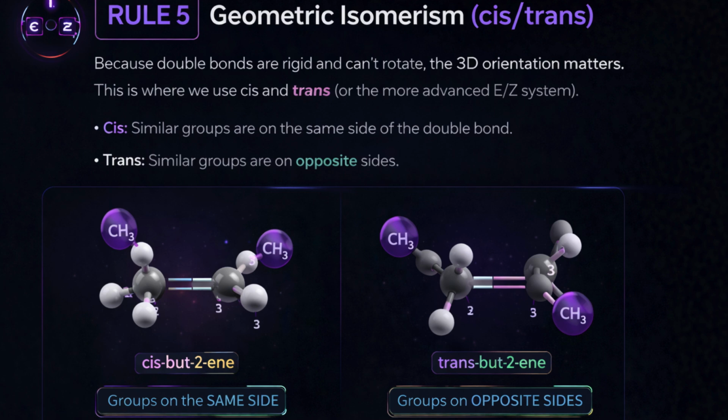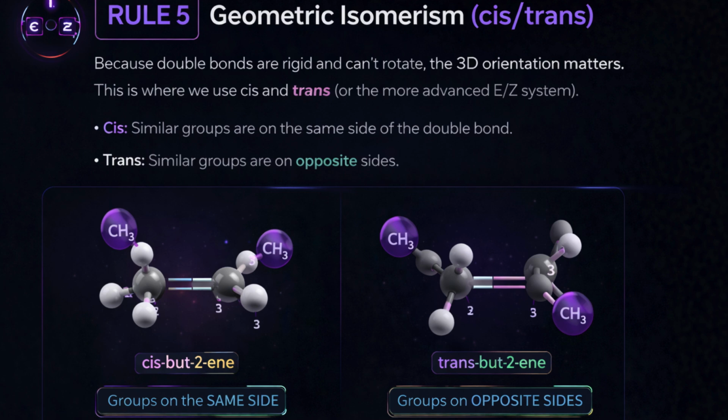Now, this leads to 2 possible arrangements: cis and trans. Let's understand each one clearly. Cis isomer. In the cis form, similar groups are on the same side of the double bond. In the image, look at the left structure. Both CH3, methyl groups, are on the same side. That's why it is called cis-but-2-ene.